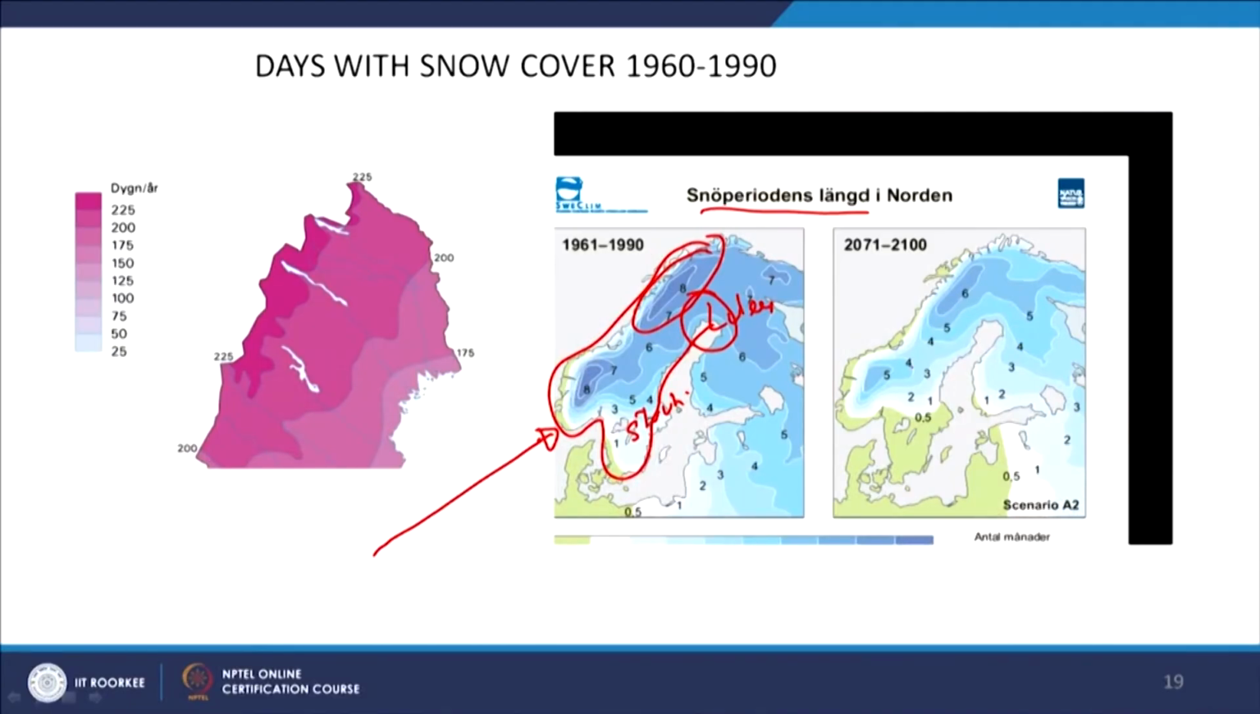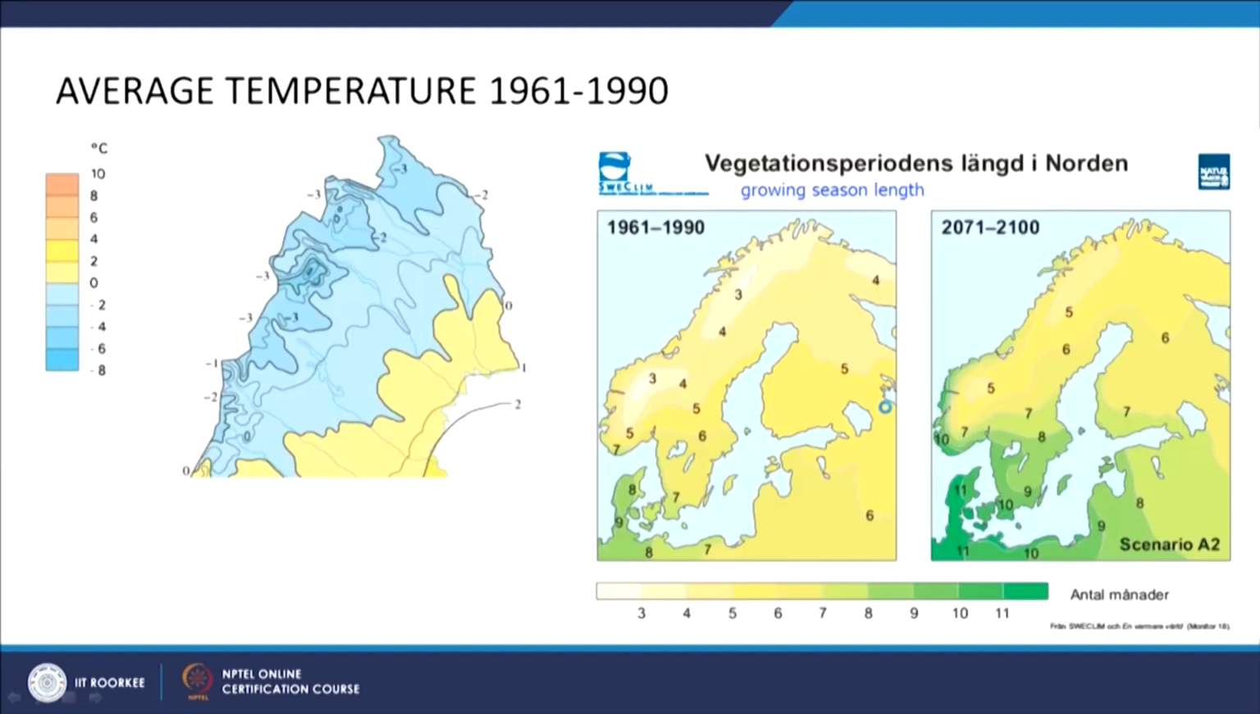transition, a decadal transition. You can see some kind of prediction, 1961 to 1990. The northern parts are still having much longer snow periods, but gradually, if you look at the predictions for 2071, it becomes lighter. So things are changing because of climate change and the weather conditions. That is how it is changing.